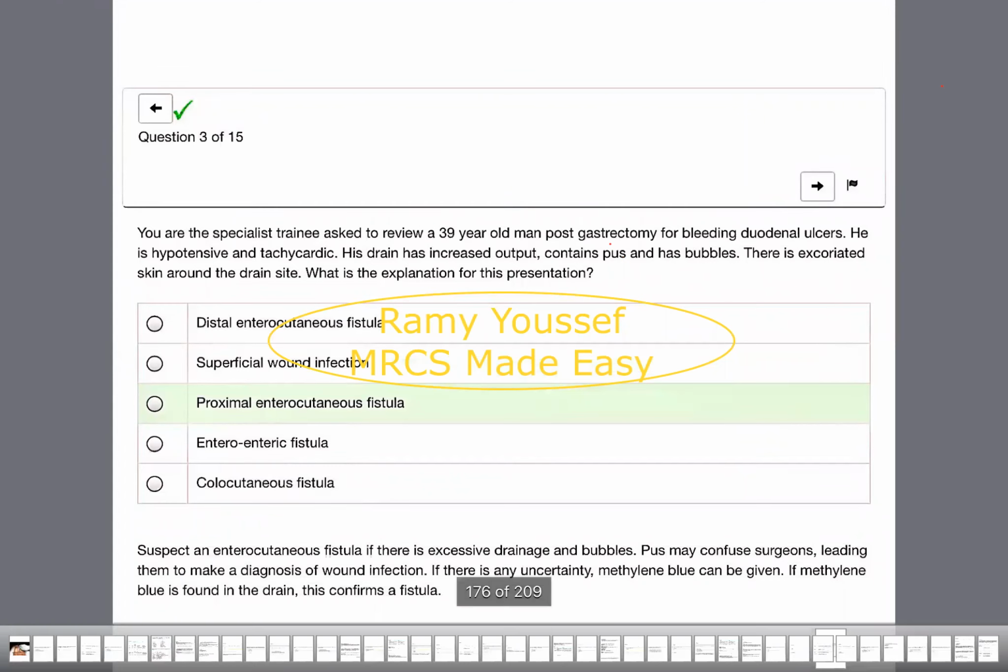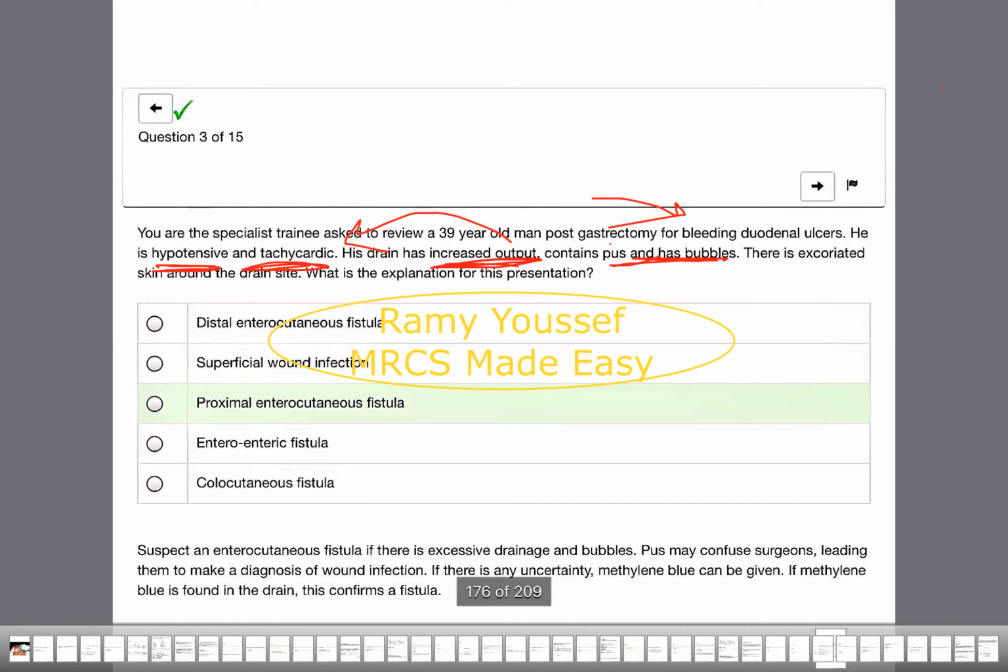The patient has signs of leakage: hypotensive, tachycardic, postoperative, post-gastrectomy, and you have to doubt leakage. And the patient has drains, so the drain contains pus and bubbles and increased output. So it is confirmed. If the patient has no drain, you can just find tachycardia and hypotension and fever. This is the start of leakage or septic shock.